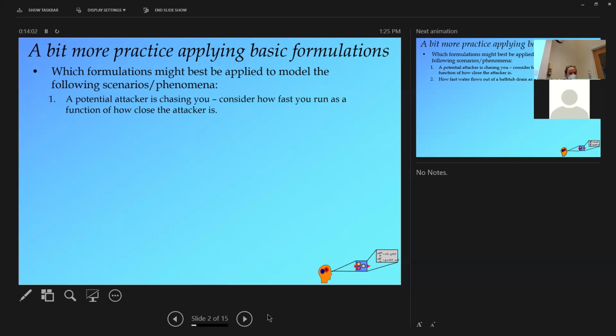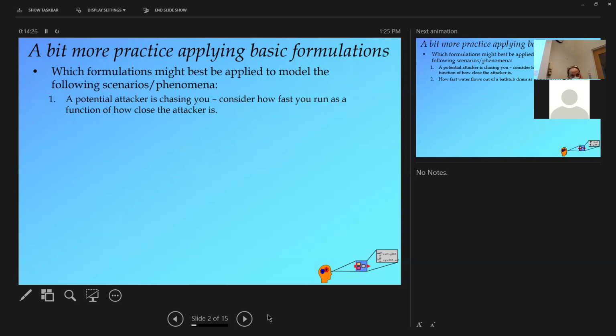So that's definitely one basic formulation, which I think is probably a pretty good analog for this. So it's a saturating phenomenon. As they come closer, their closeness to you being the analog of substrate concentration, you're running faster and faster until you just saturate. You can't go any faster.